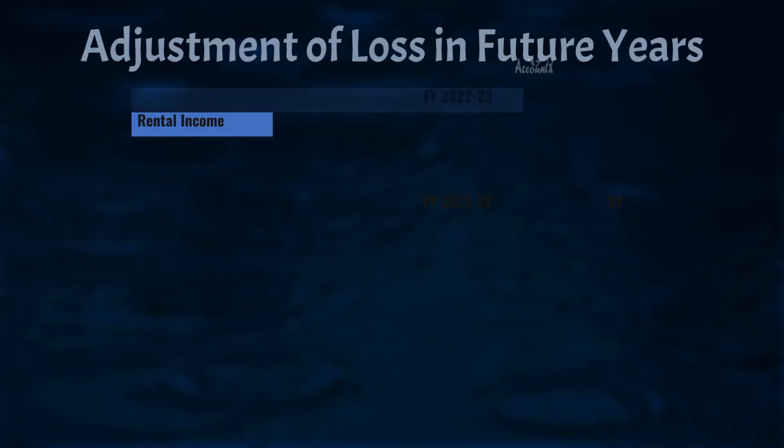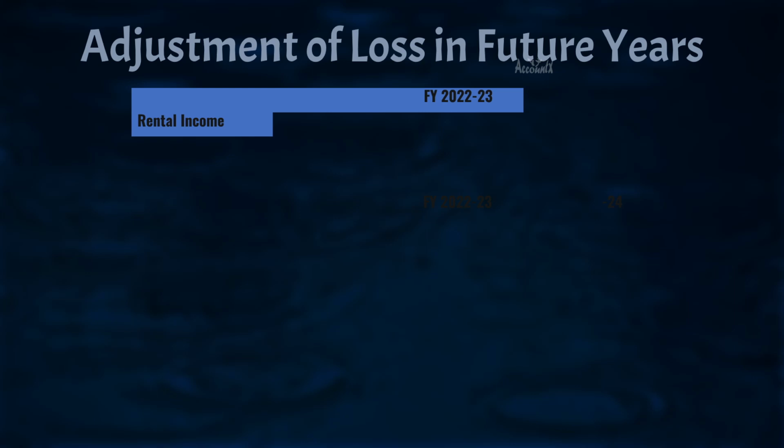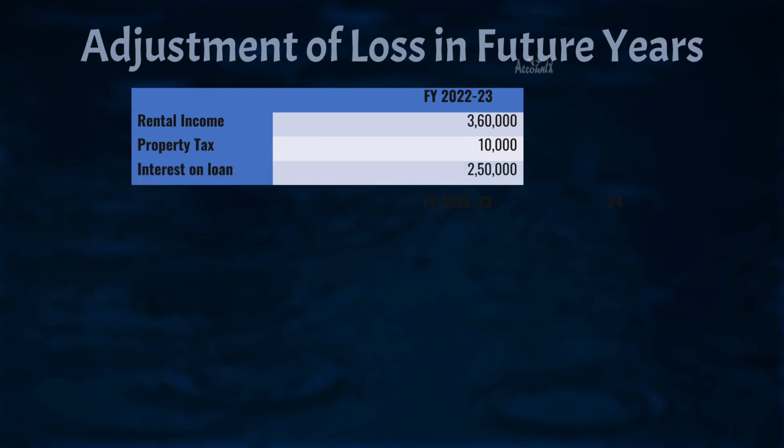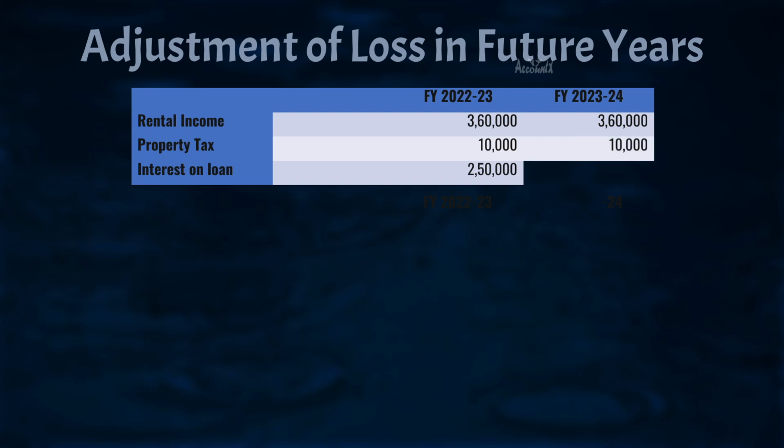Let's say your rental income for financial year 22-23 is 3.6 lakh. Property tax that you have paid is 10k and interest on loan is 2.5 lakh. For financial year 23-24, let's project your rental income to be same, that is 3.6 lakh, property tax 10k, but your interest on loan is reduced to 1.5 lakh.